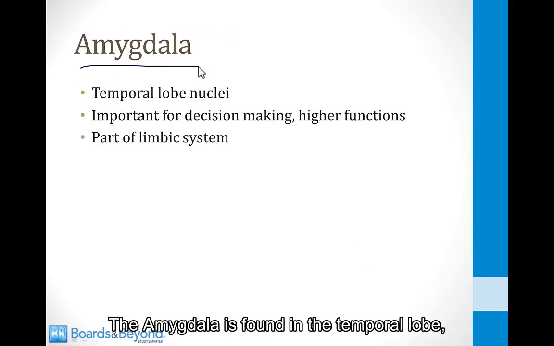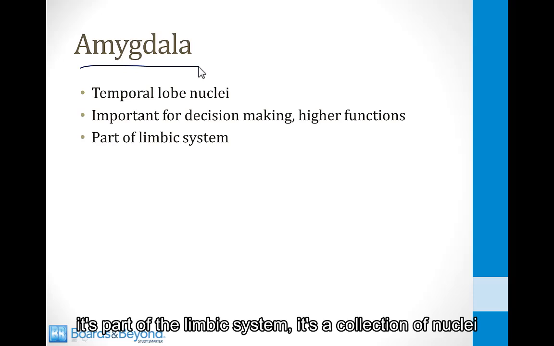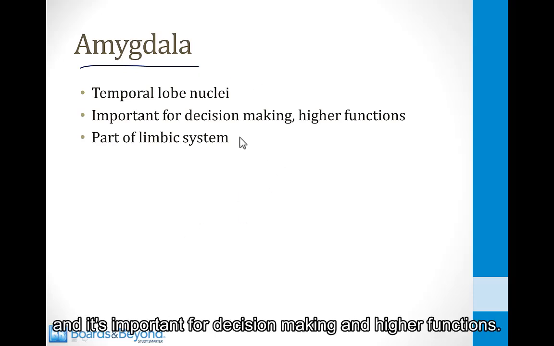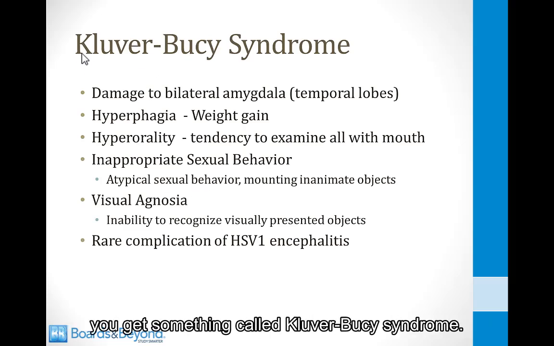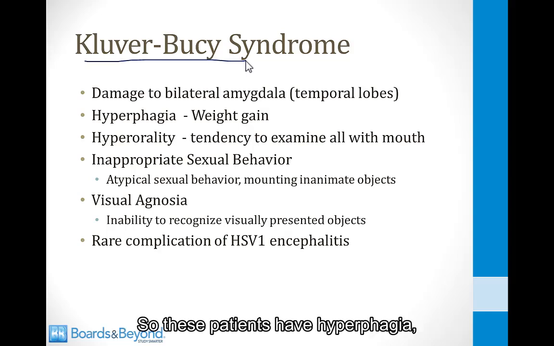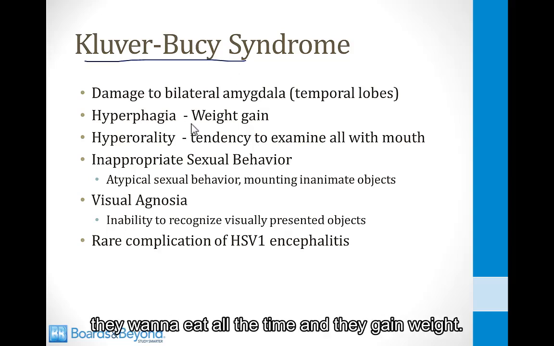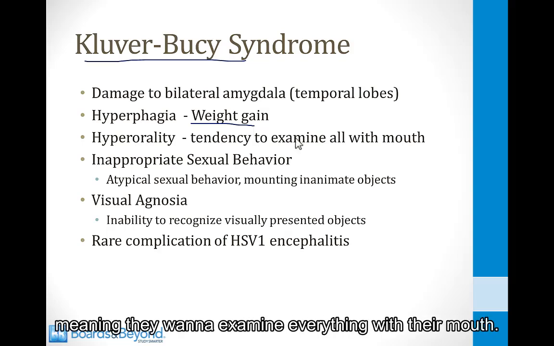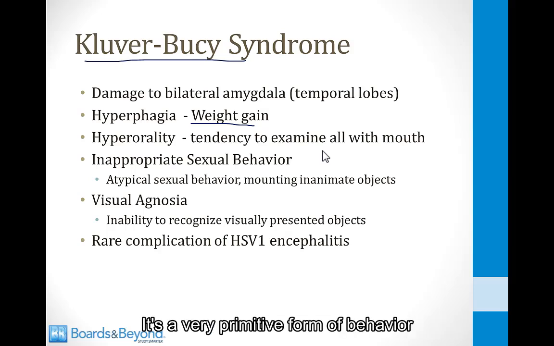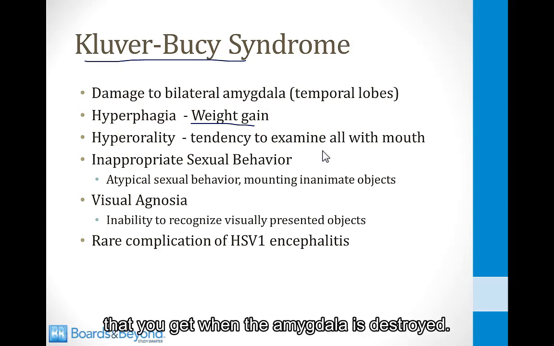The amygdala is found in the temporal lobe. It's part of the limbic system. It's a collection of nuclei, and it's important for decision making and higher functions. And when you get damage to the amygdala bilaterally, you get something called Kluver-Bucy syndrome. So these patients have hyperphagia. They want to eat all the time and they gain weight. They're what's called hyperoral, meaning they want to examine everything with their mouth. It's a very primitive form of behavior that you get when the amygdala is destroyed.